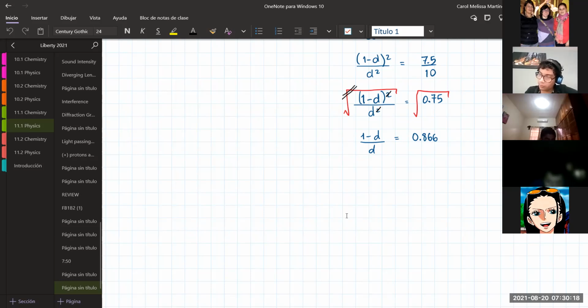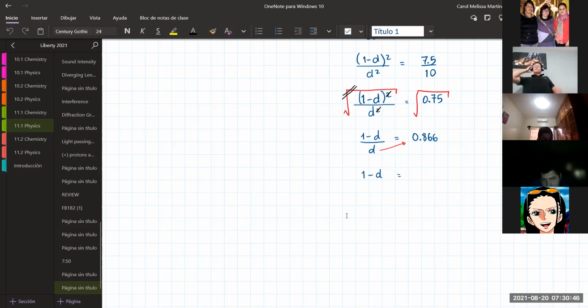Okay, now I need to leave d on just one side. I just want to leave one d. So I'm going to move this d from the bottom to the other side. It is dividing, so it passes to multiply. So we have 1 minus d above because I didn't touch it.